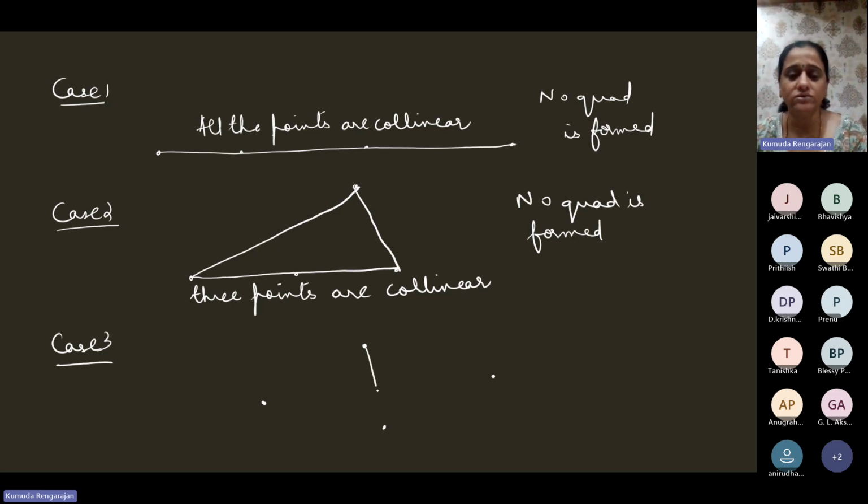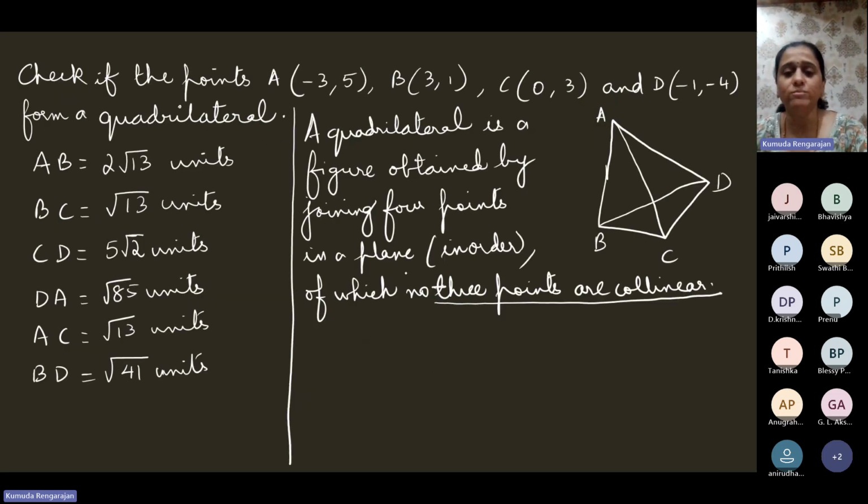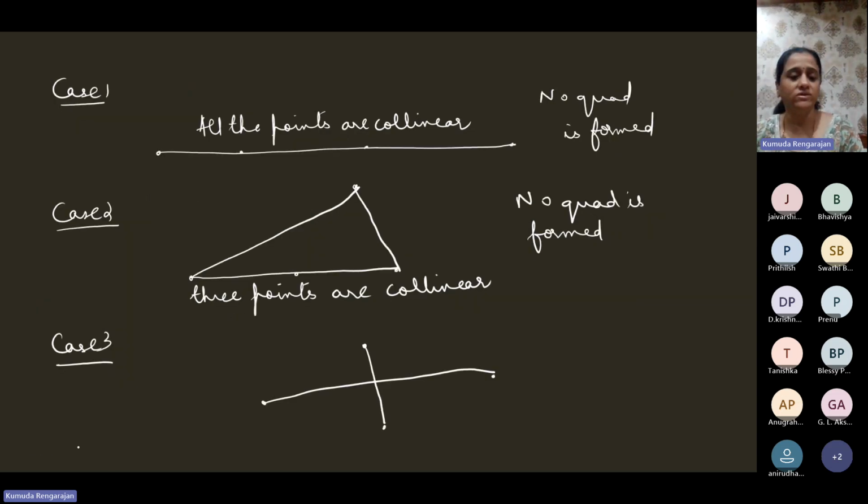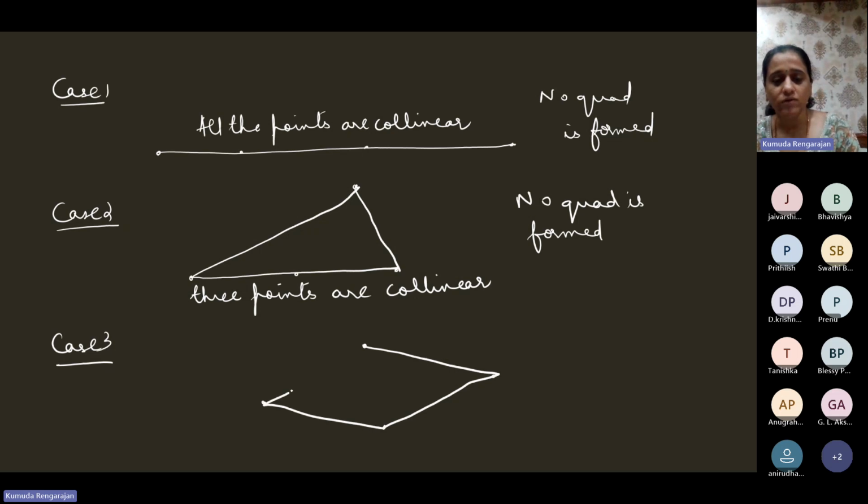But if you join like this, no quadrilateral is formed. That's why in brackets I wrote in order. You must join the points in order. You cannot join it like this. So what do we mean by in order? If you start here, if you join this point to this point, then you should join it in order like this, in the clockwise or anti-clockwise direction. In order. Okay, so here a quadrilateral is formed.